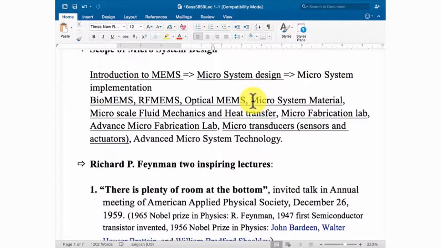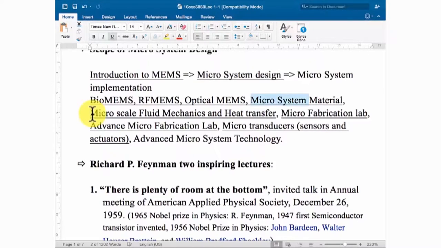In the past, we had a course called microsystem materials, but now nobody offers this kind of course, so I think it's okay. You can still go to the material science department to take a related course, like nanomaterials or something like that. And we have a course in the next semester, micro scale fluid mechanics and heat transfer, and microfluidic systems related courses.